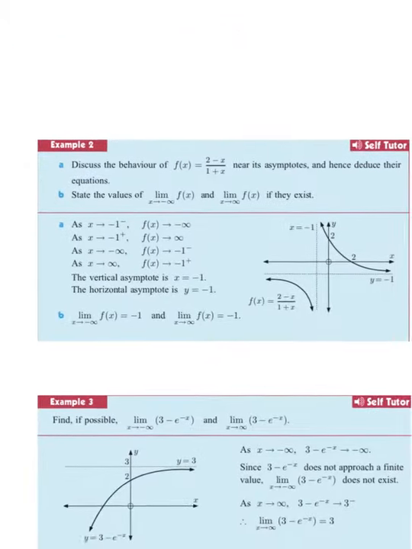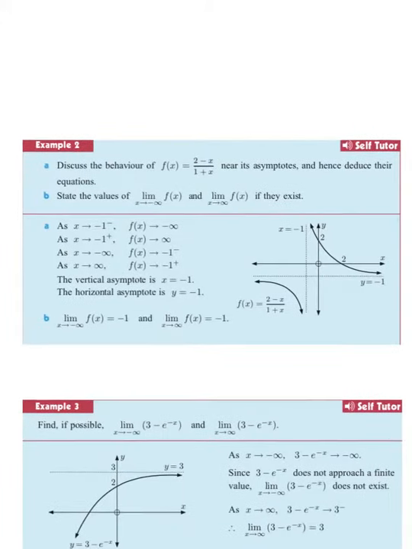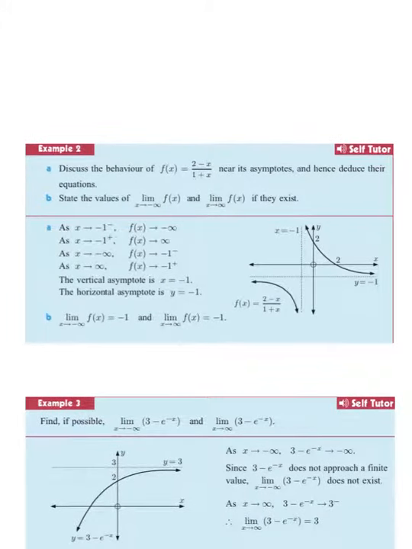Let's take a look. So here, we're just going to interpret this. It says, discuss the behavior of this rational function, 2 minus x over 1 plus x, near its asymptotes, and hence deduce their equations. State the values of the limit as you approach negative infinity and as you approach positive infinity. So they graph this, right?